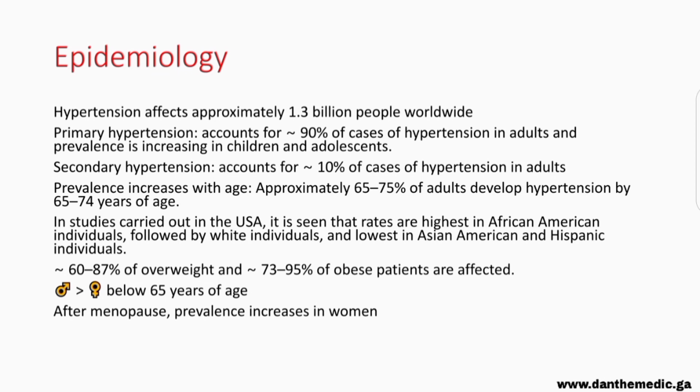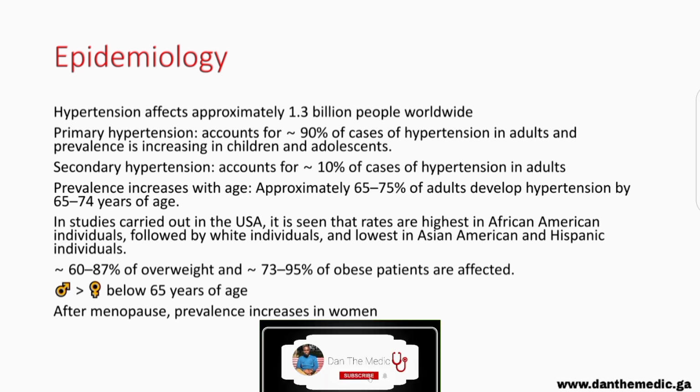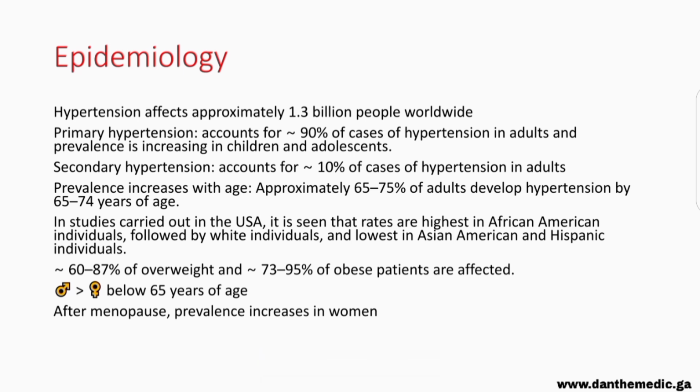Now, of course, we know that it is more prevalent in men than in women, but that's for people that are below the age of 65 years. After menopause, the prevalence increases in women. I explained this in my previous video on atherosclerosis. It's also important to point out that when a woman gets to about 75 years of age, the ratio between men and women developing hypertension tips to the women's side, meaning that women will be at higher risk of developing hypertension when they get to 75 years of age.